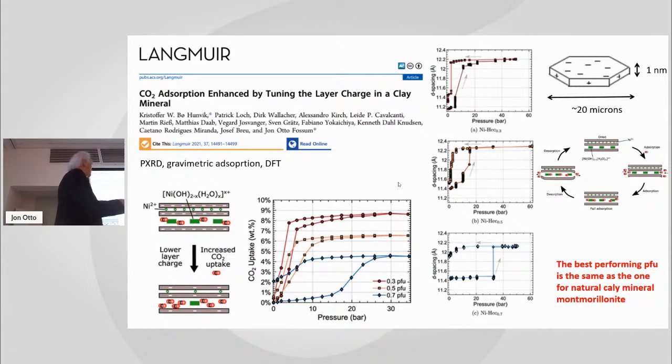And then there is a hysteresis, which we believe is due to the fact that the clays can bend. So we start here, CO2 enters here, then we try to pump the CO2 out again, but it goes out from the edges first, which closes the path out. And that is the reason for this hysteresis that we observe.